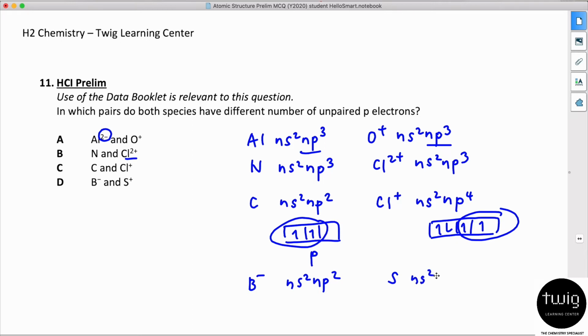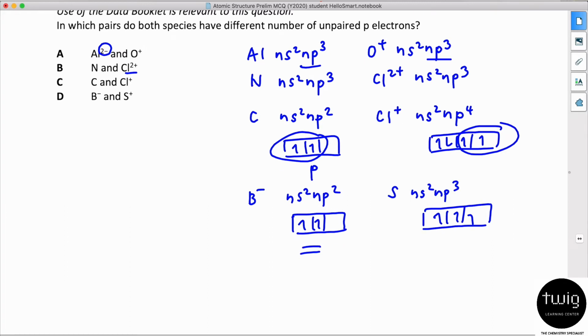So it's ns2 np3. So np2 looks like this, 1, 2. Of course, np3, 1, 2, 3. So they have different number of unpaired p electrons. This one has 2 unpaired, this one has 3 unpaired p electrons. So the answer is D. Okay, let's move on to the next question.